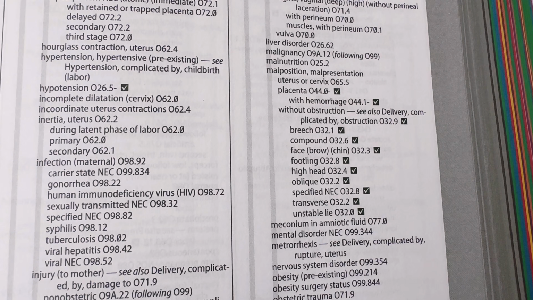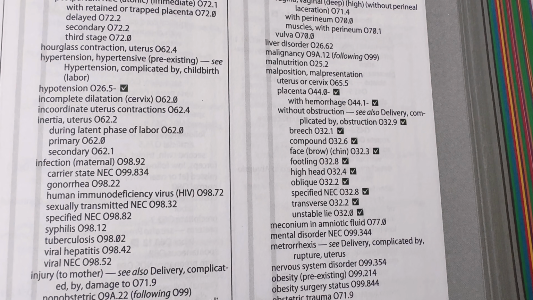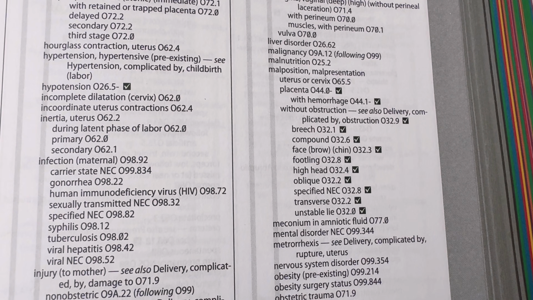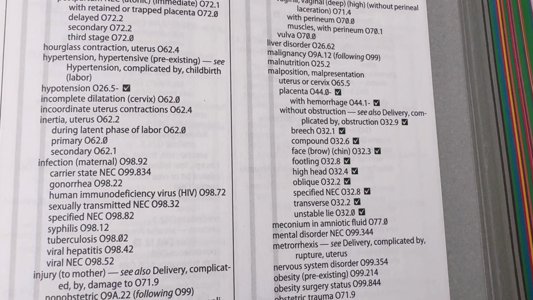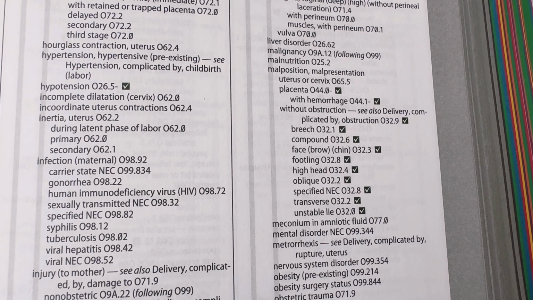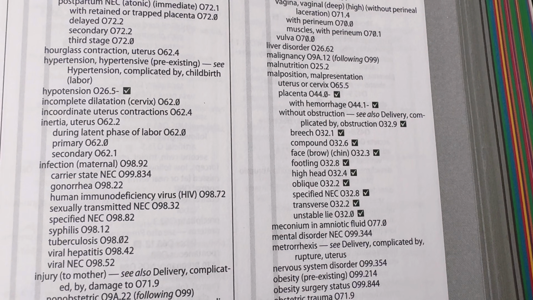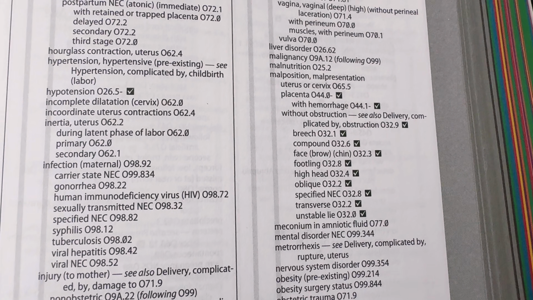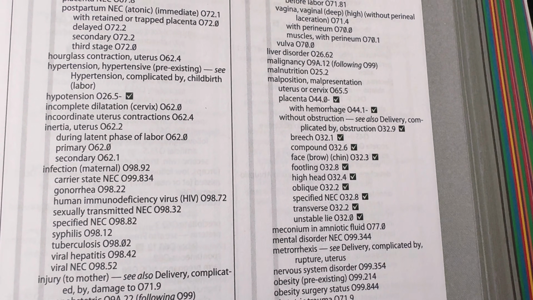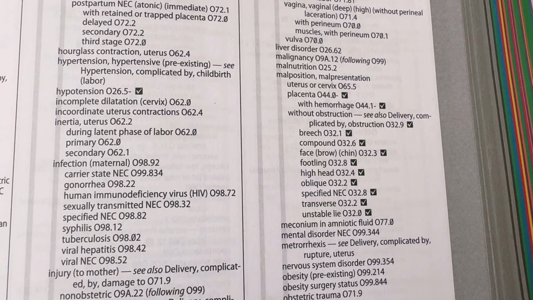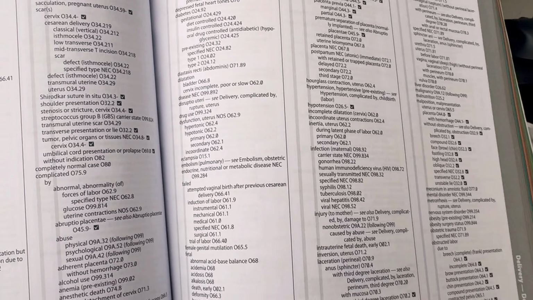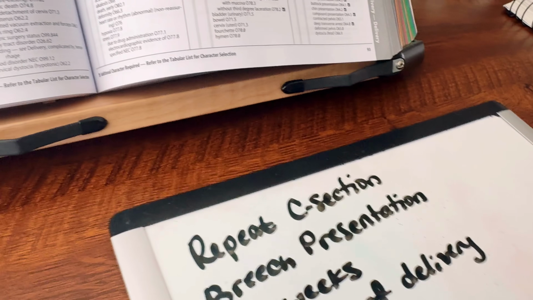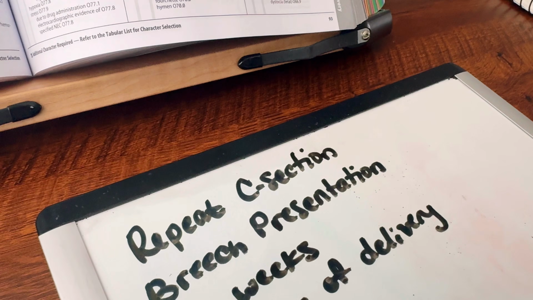I wouldn't choose the one where it says delivery complicated by obstruction, because the documentation really doesn't specify that there was an obstruction. It wasn't difficult to get the baby out or anything like that because of the breech presentation. So that's why I'm going with malposition, malpresentation without obstruction. So those are our two codes for now.